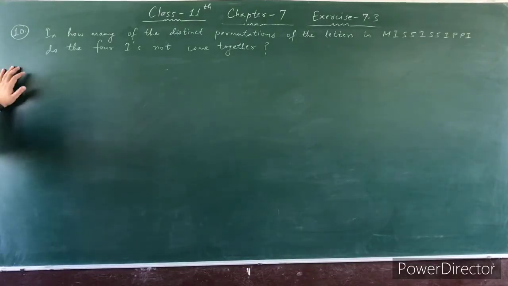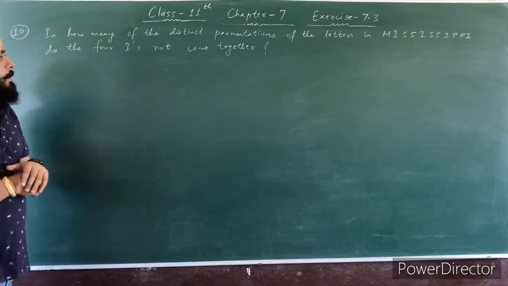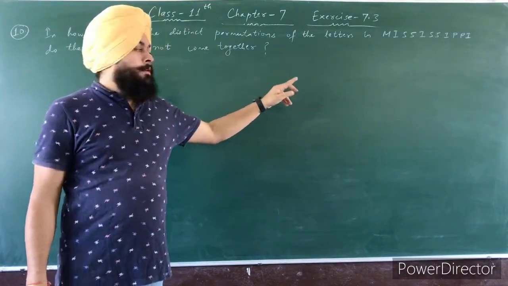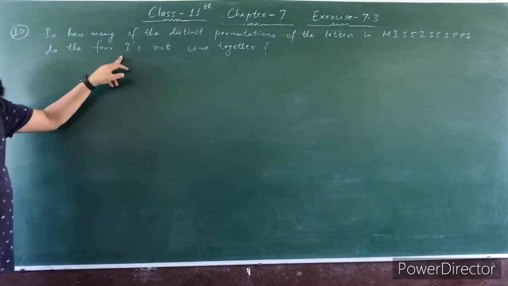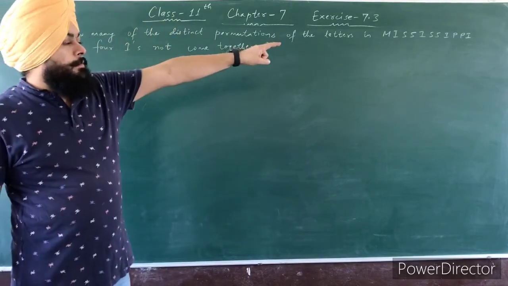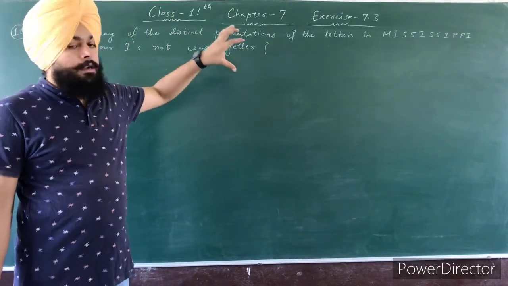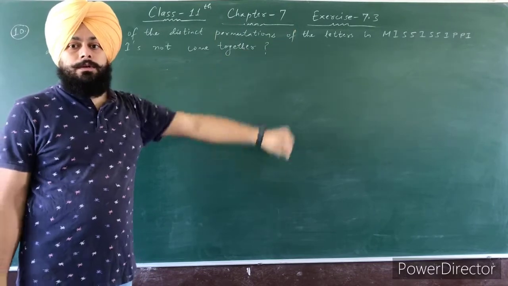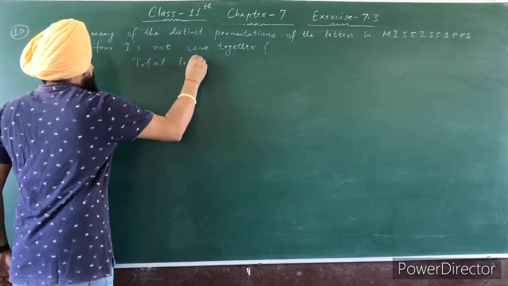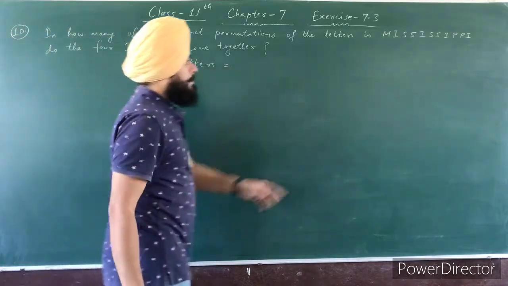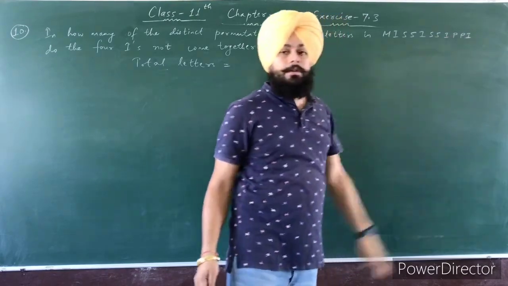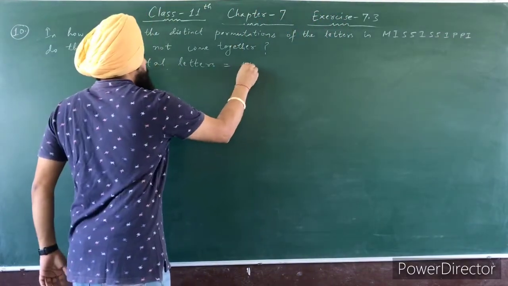Next, this is your question number 10. In how many of the distinct permutations of the letters in Mississippi do the 4 I's not come together? So the word is given, Mississippi. First you have to write how many total letters there are in this word. 1, 2, 3, 4, 5, 6, 7, 8, 9, 10, 11. So there are a total of 11 letters in this word.